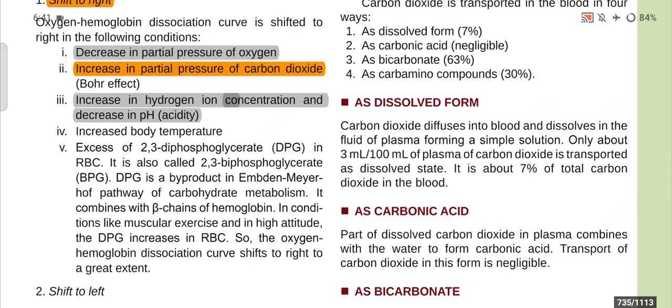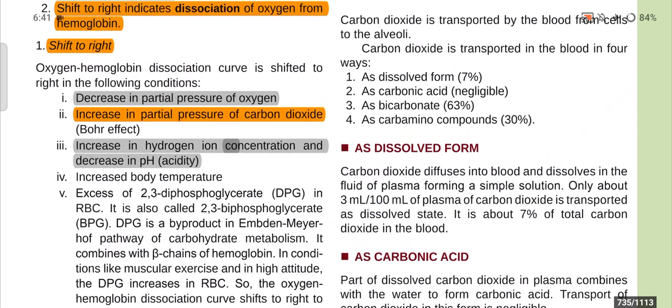So what are the conditions when the curve shifts to the right? The conditions are, first one, decrease in partial pressure of oxygen, increase in partial pressure of carbon dioxide, increase in hydrogen ion concentration, decrease in pH or acidity, increase in body temperature. Number 5, excess of 2,3-diphosphoglycerate or DPG in RBC.